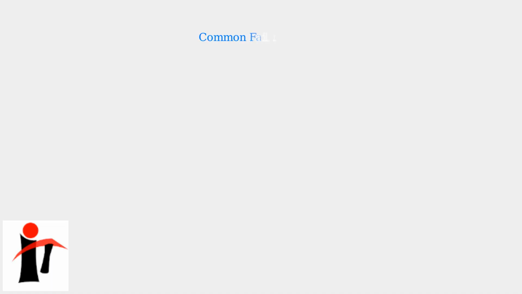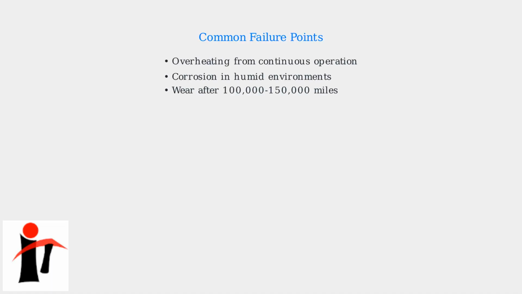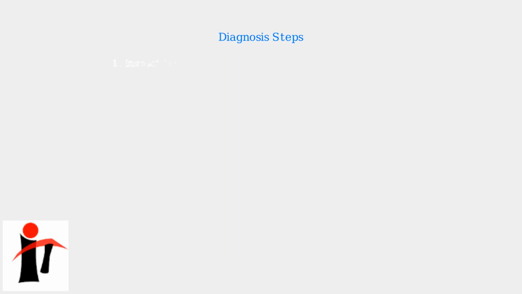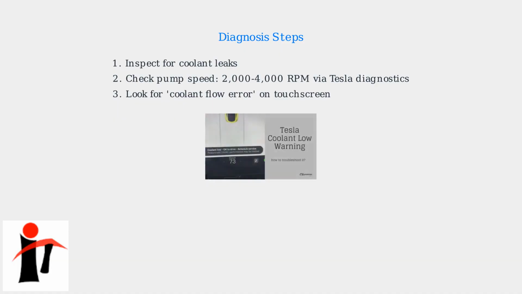The pump is a common failure point in the Tesla Model S HVAC system. Overheating from continuous use, corrosion in humid climates, and general wear after high mileage are typical issues that can prevent proper coolant circulation. To diagnose pump issues, start by inspecting for coolant leaks around the pump housing. Use Tesla's diagnostic tools to check pump speed, which should be between 2,000 and 4,000 RPM. A coolant flow error message on the touchscreen often indicates pump failure.